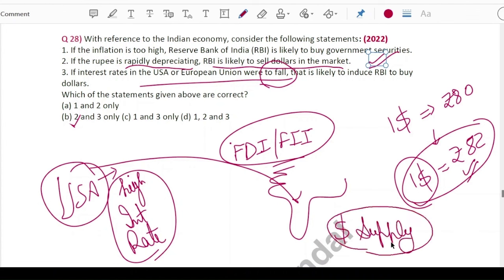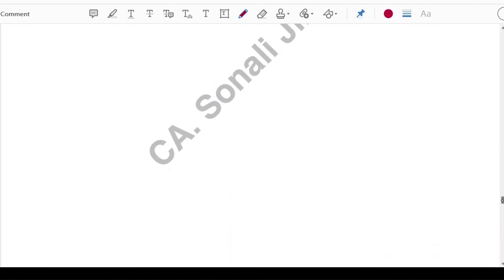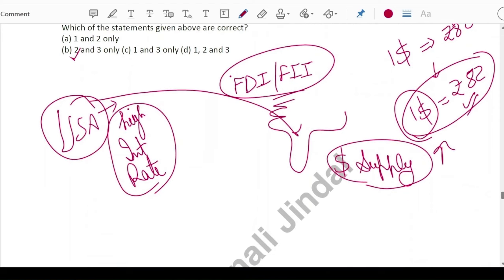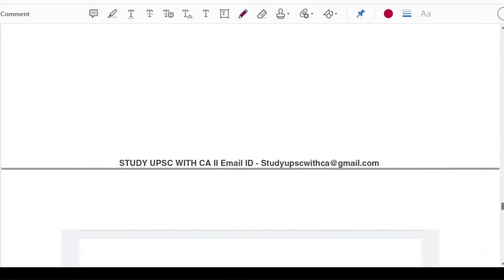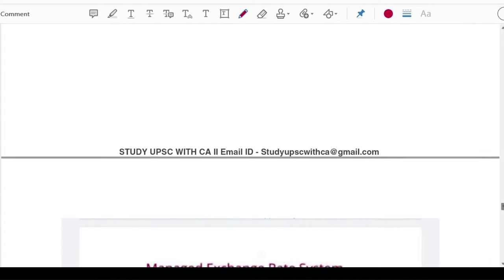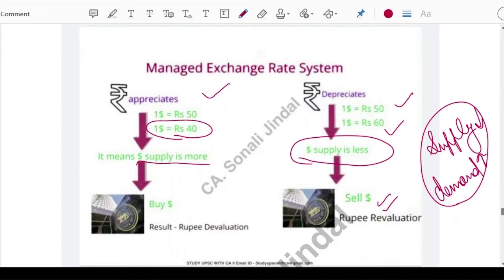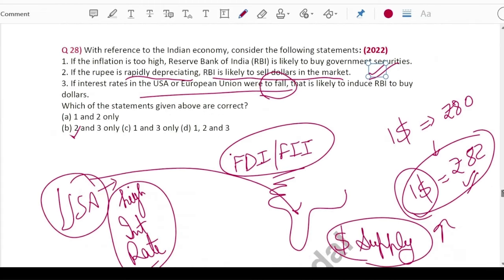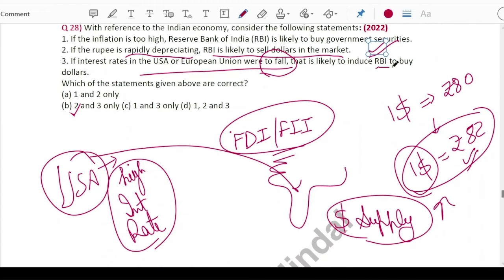Increased dollar supply, what it will do? It will appreciate the rupee value. Rupee appreciation, let's see the summary. What RBI will do? In the rupee appreciation, RBI will buy the dollar. So this is also correct. Answer is B, 2 and 3 only.